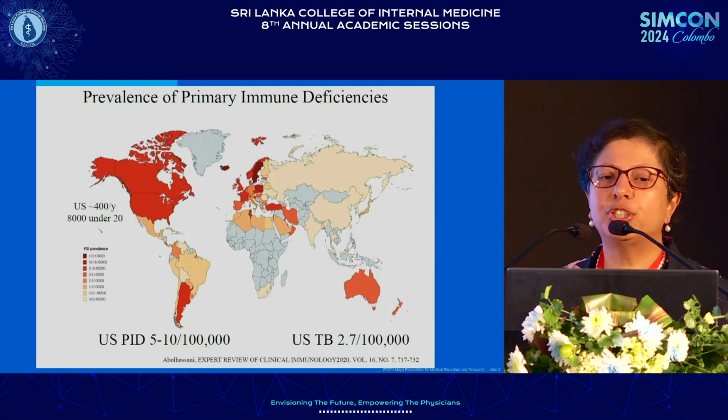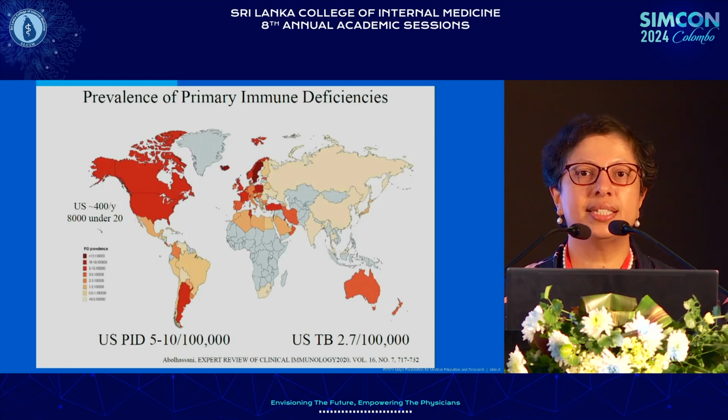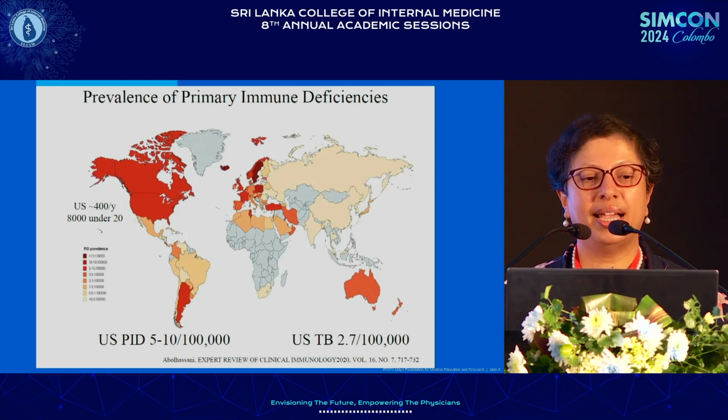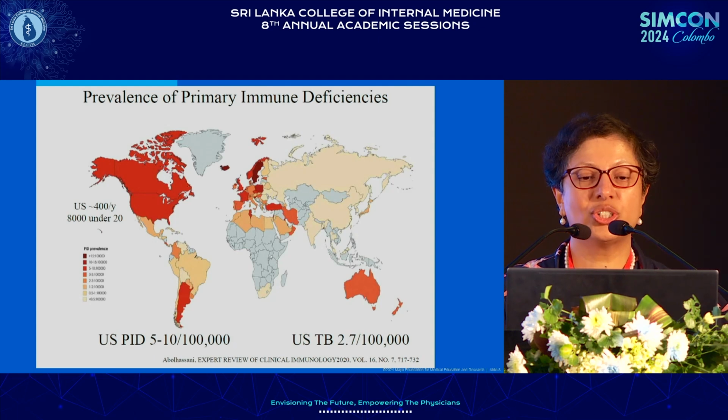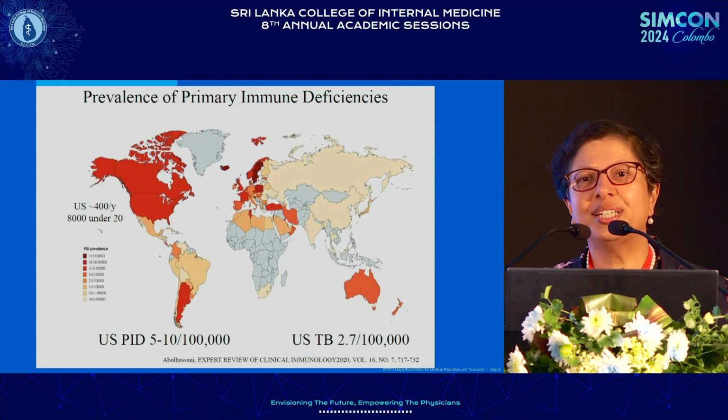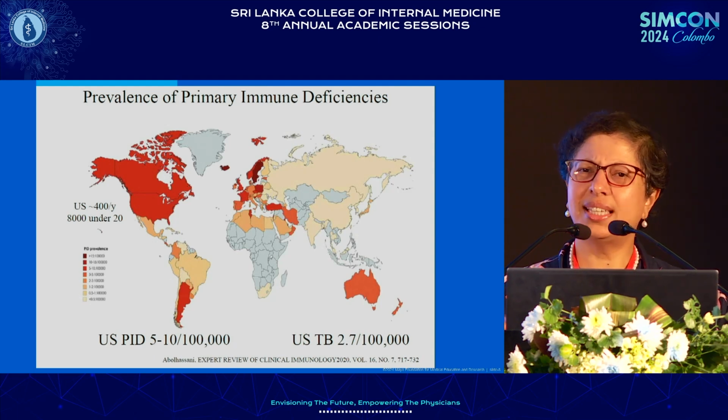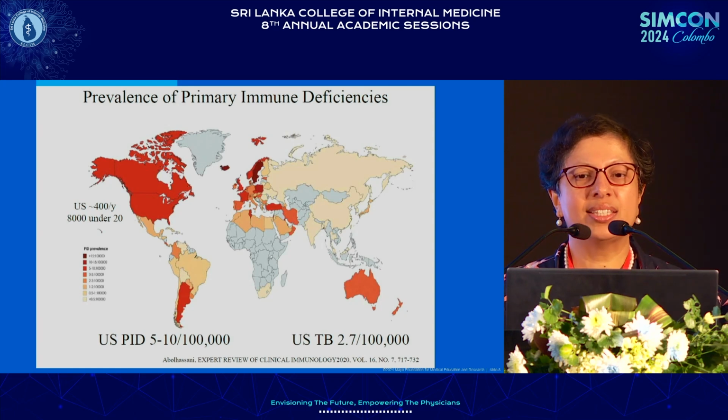So here's a graph which shows the prevalence of primary immunodeficiency disorders across the globe. As you see in the red, the prevalence is higher, and the lighter shades are much lower. In Sri Lanka, we don't have much of a reporting system yet built for immune deficiencies. Partly, there's less awareness, less resources.